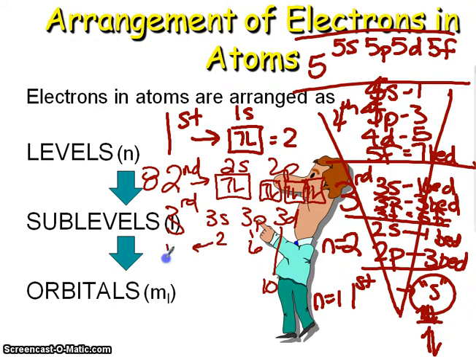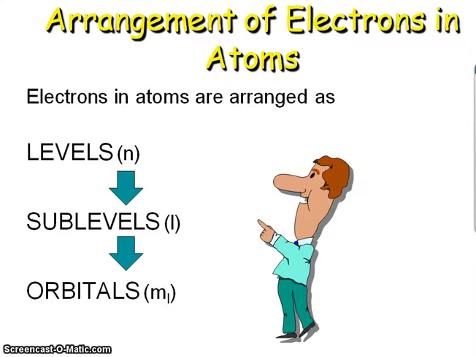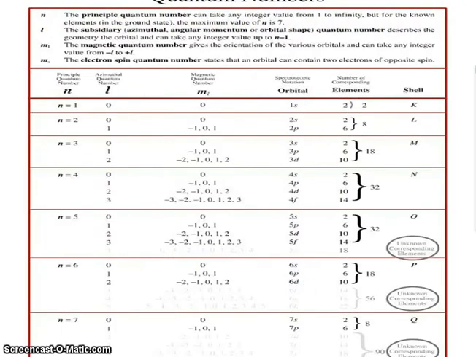And that gives us a total of 18 people that can live on the third floor. And it just keeps going beyond that. S, P, D, F, etc. So this represents how the electrons are going to fill an atom. So let's relate this to this right here.